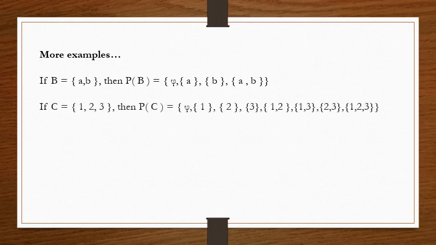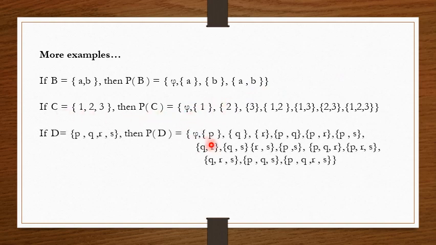Here are more examples. If B is the set {a, b}, then the power set of B is the empty set, the set itself, {a}, and {b}. If C equals {1, 2, 3}, then the power set of C: these are all subsets of C. So this is the power set of C. Here is one more example. D contains 4 elements. So its power set contains 2 raised to 4, that is 16 elements. These are all subsets of D. So this is the power set of D.